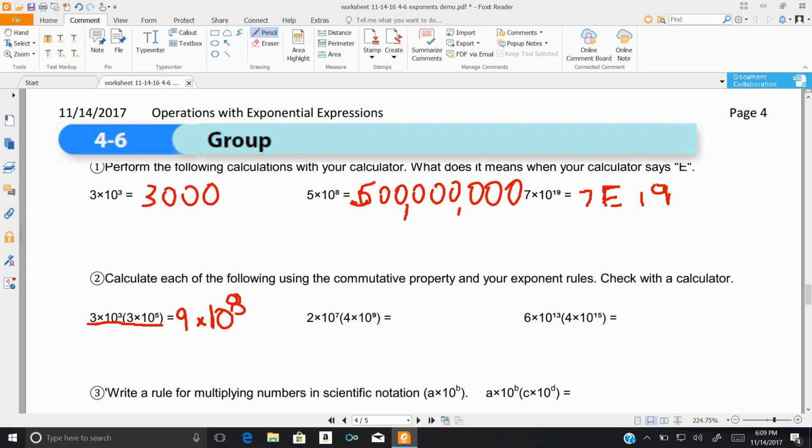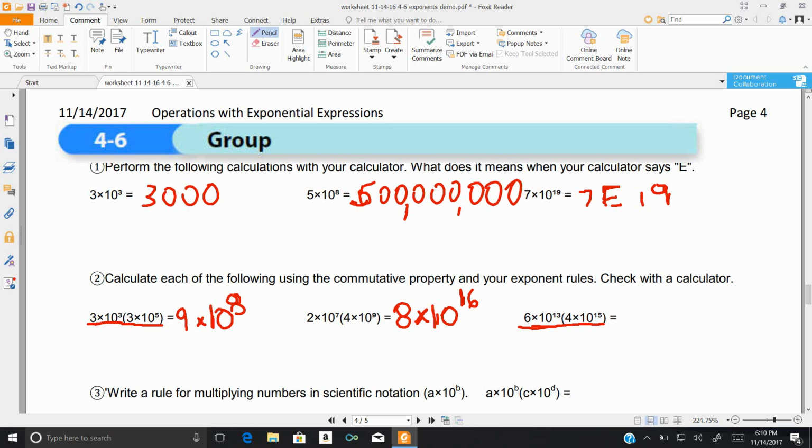And likewise, when I have 2 times 10 to the 7th times 4 times 10 to the 9th, I can multiply the 2 times the 4, get 8. And then 10 to the 7th times 10 to the 9th, the bases are the same. So I can add the exponents, and that's 10 to the 16th. And some of your calculators will actually do that in scientific notation because they don't have 16 places on the screen. Everybody's calculator should do scientific notation on this one.